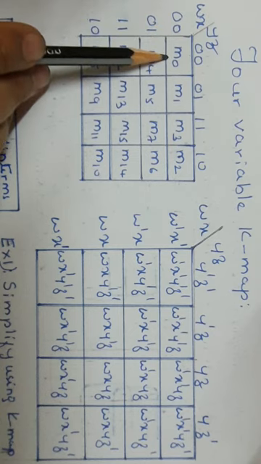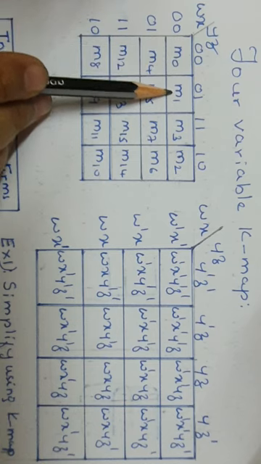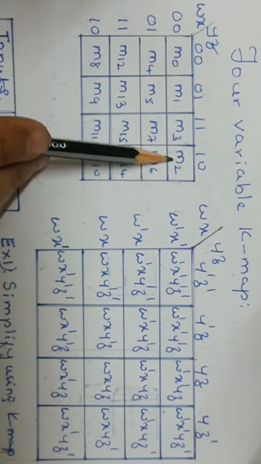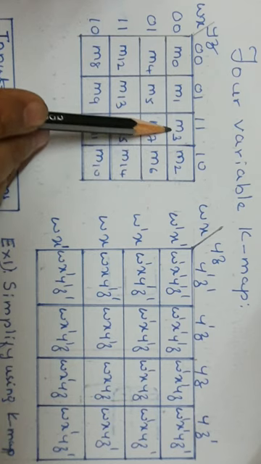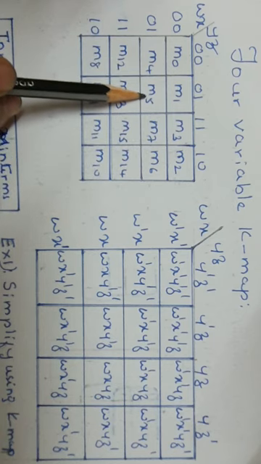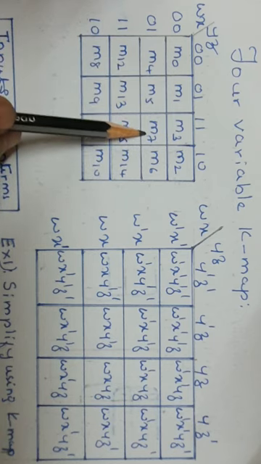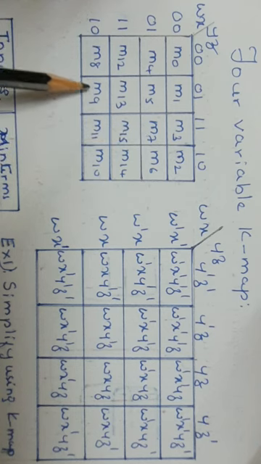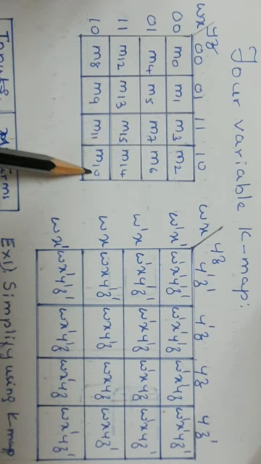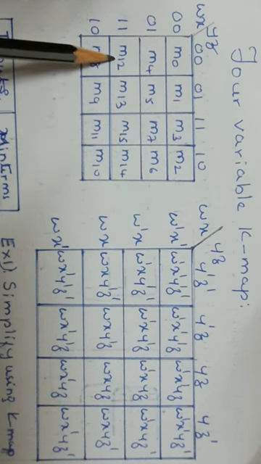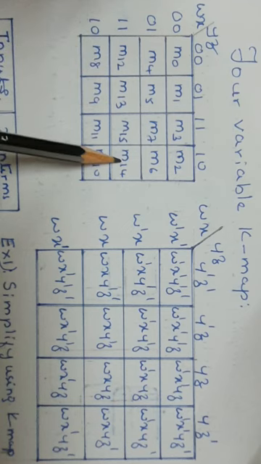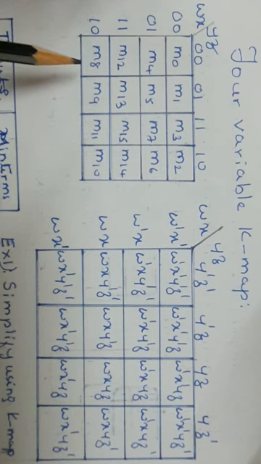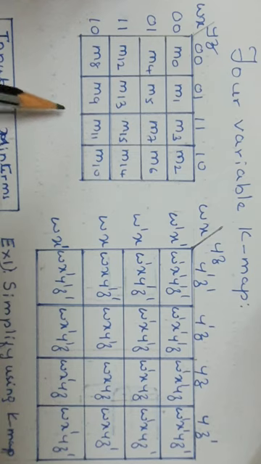Next, this is the place for minterm 0. This is for minterm 1. Here M2, minterm 2, minterm 3, minterm 4, 5, 6, 7, minterm 8, 9, 10, 11, 12, 13, 14, 15. So this is what we have to remember.